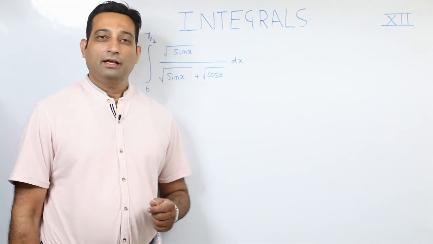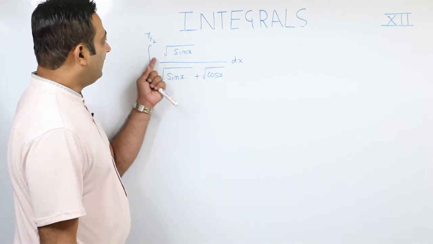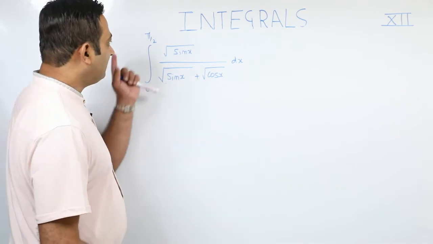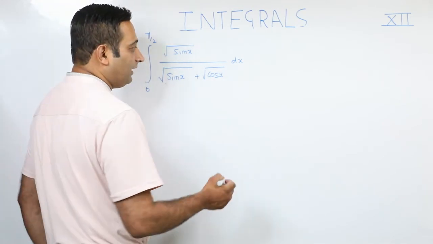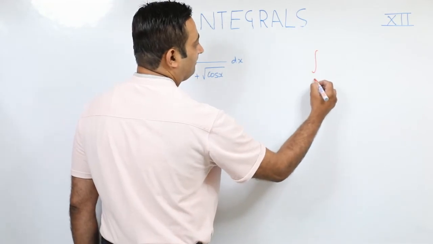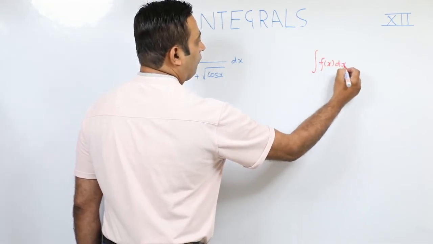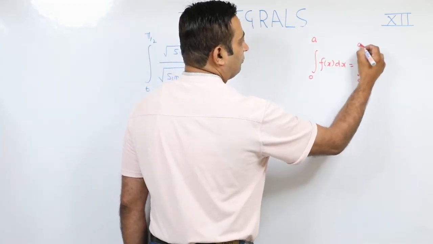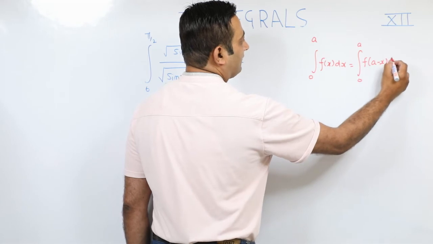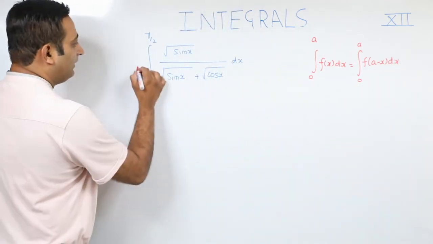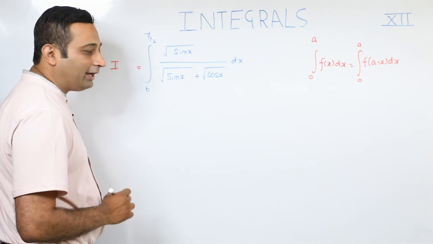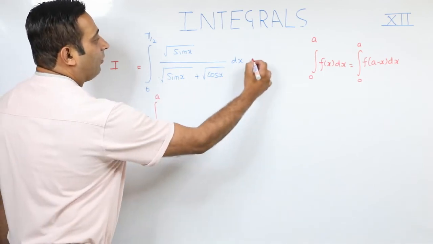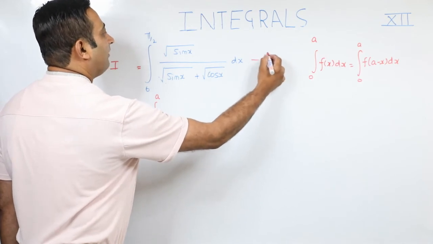So now let us do a problem, that is under root of sin x by under root of sin x plus under root of cos x, and the limits are from 0 to pi by 2. We will apply the property, integral of f of x dx from 0 to a is equal to integral from 0 to a of f of a minus x dx. This property we'll use here. Let this integral be equal to I. Now, I will be equal to the integral from 0 to a. We'll also give this I as equation number 1.